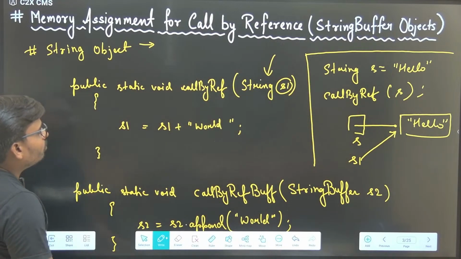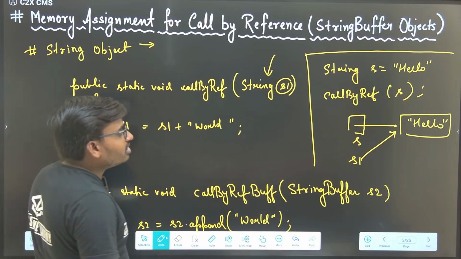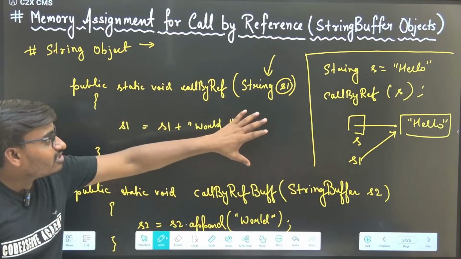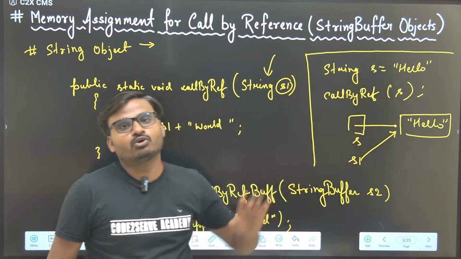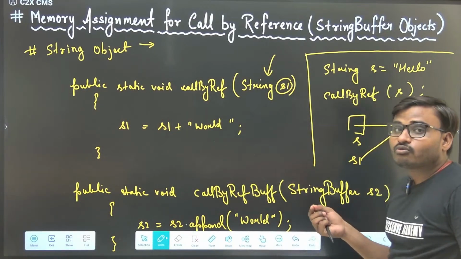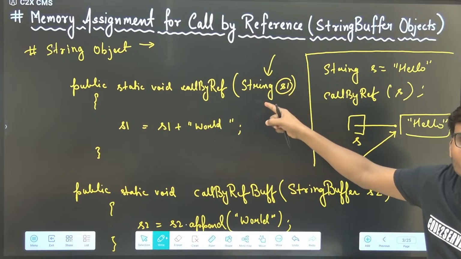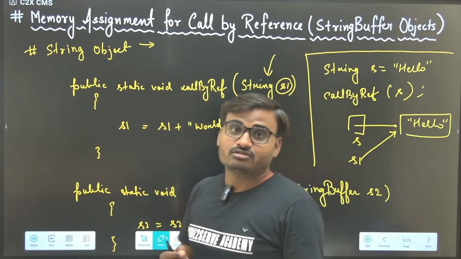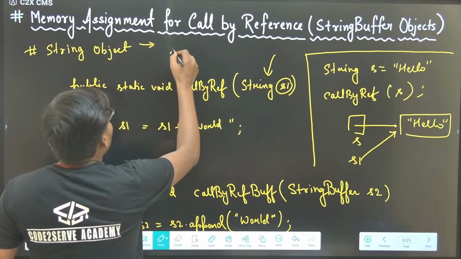All right. Now you are saying s1 equals s1 plus world, so you are changing s1. S is still unchanged. S is pointing to hello, and s1 is also pointing to hello. This was the concept of call by reference. Now think of what call by reference means: if you change the value from that function, it should change the actual value itself. But there is a catch. There is an exception for a string object. String object is immutable.